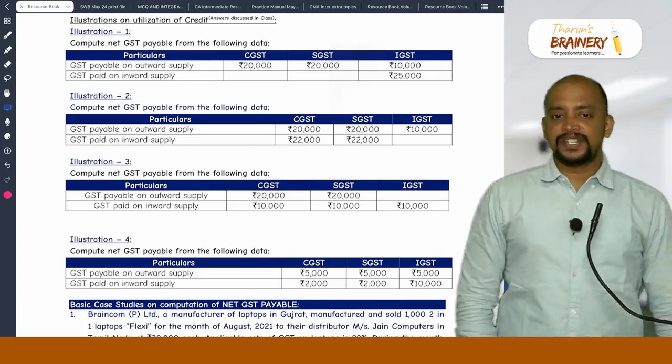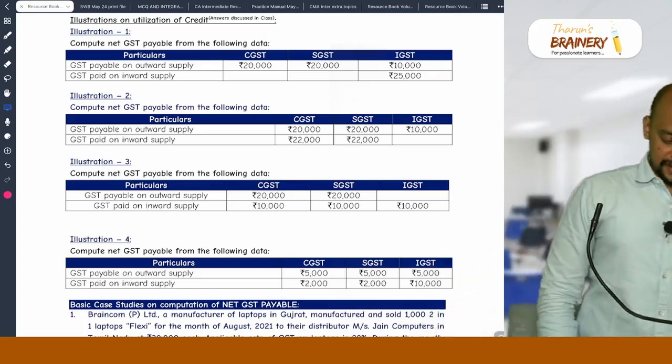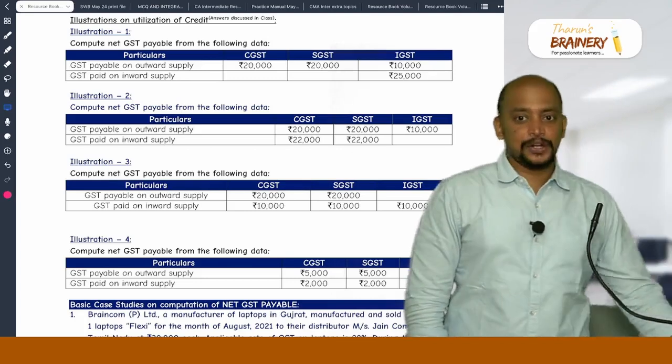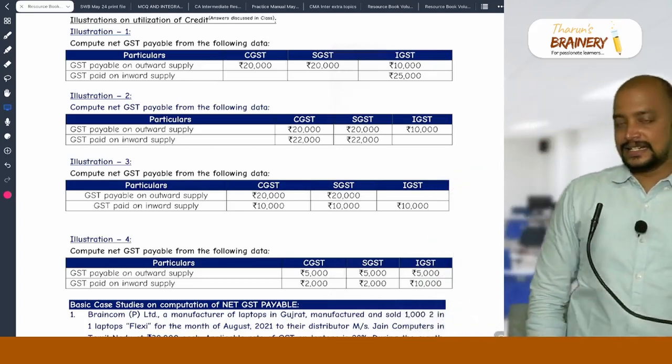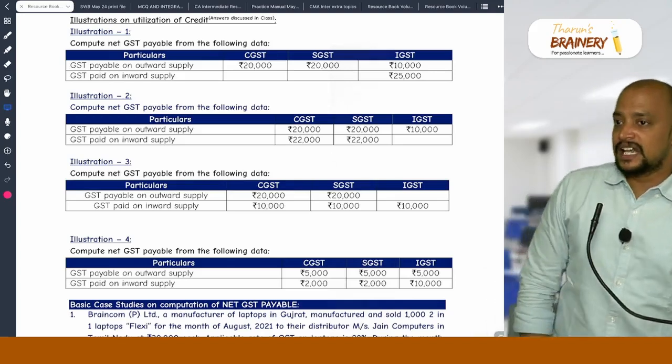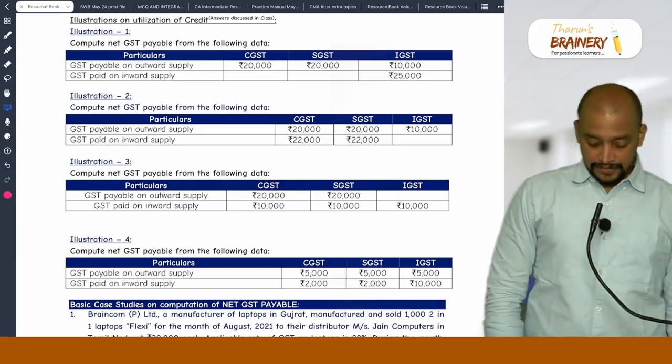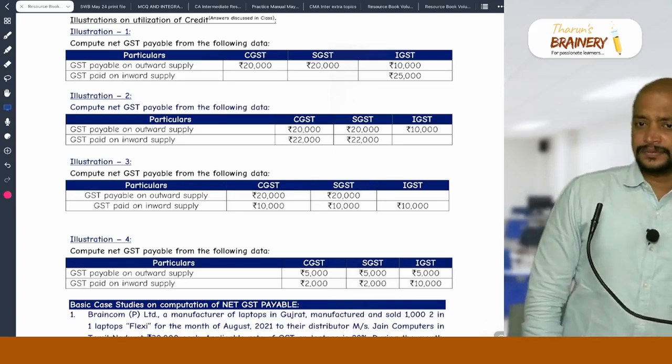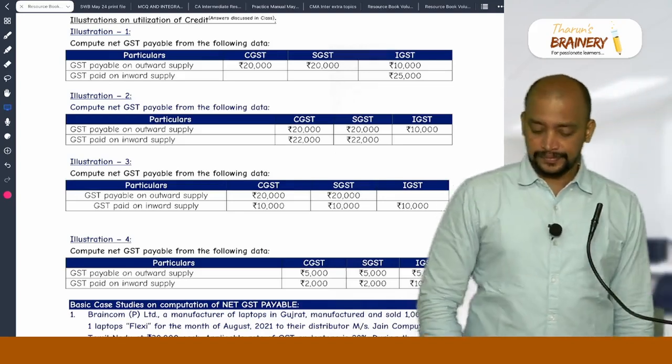Good. Third principle, which credit is to be exhausted first? IGST, then only CGST, SGST, etc. Then last, fourth principle: I have IGST liability and all the credits. Which credit first? Second? Thereafter?